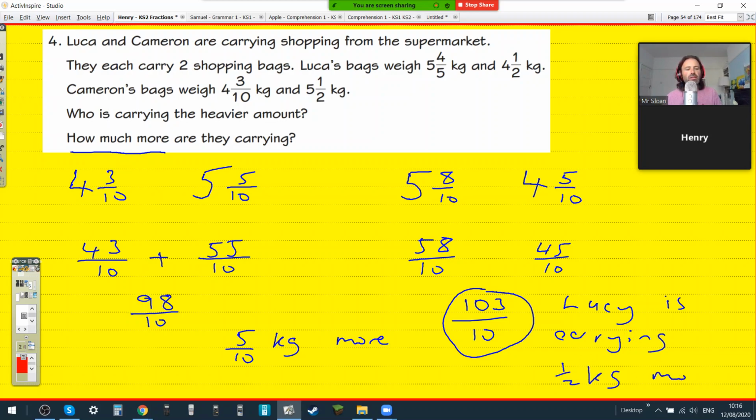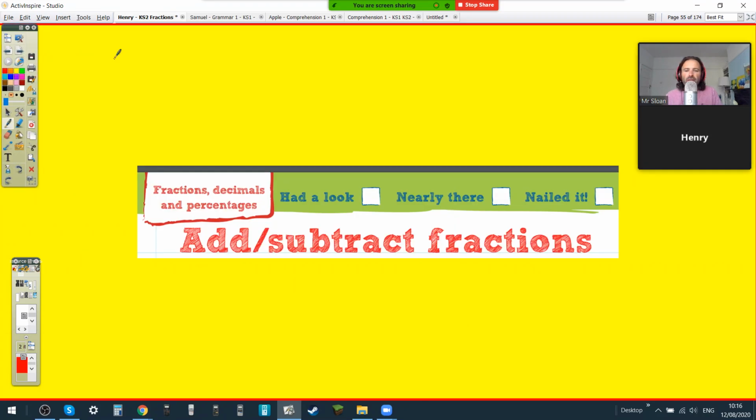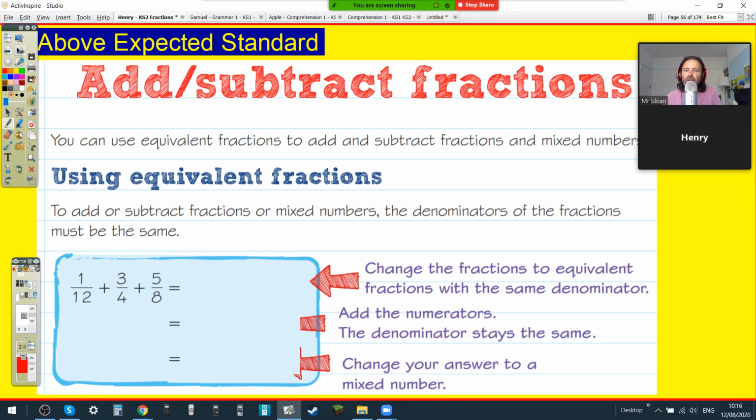Well done. So that one you had to add and subtract. And so what do you give yourself there? Nearly there. I think you nailed it with that last one. That was a very tricky one.